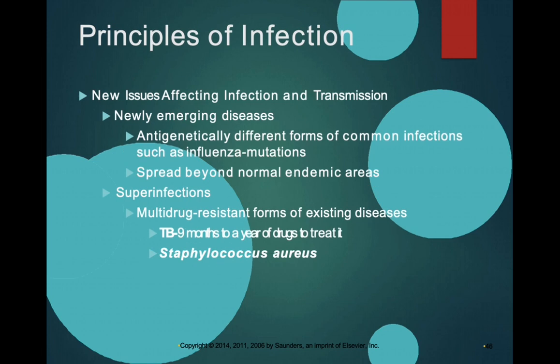Principles of infection. There are always new emerging diseases and antigenically different forms of common infections, such as influenza, right? It's always mutating and changing year after year. It doesn't seem they can ever get it right. We always hear it's a huge debate whether someone should get the flu shot or shouldn't. There are some people who never get the flu shot, never get sick, and then the one year they get it, they're in bed for two to three weeks.